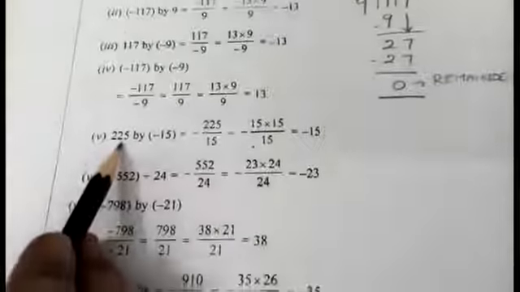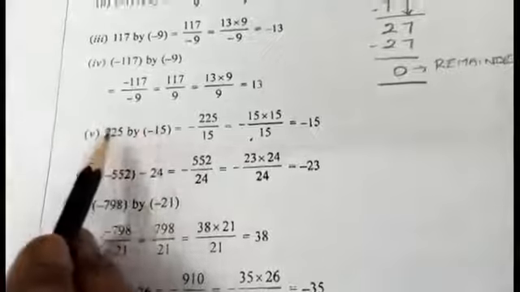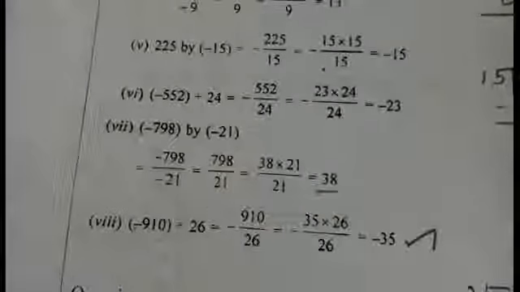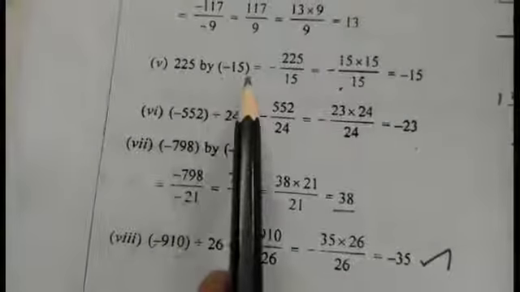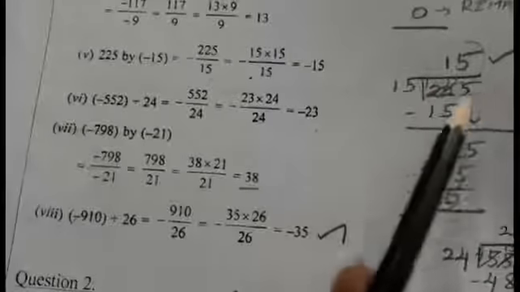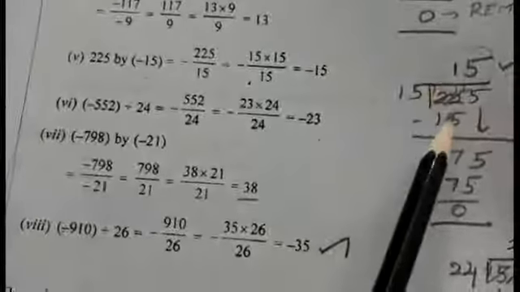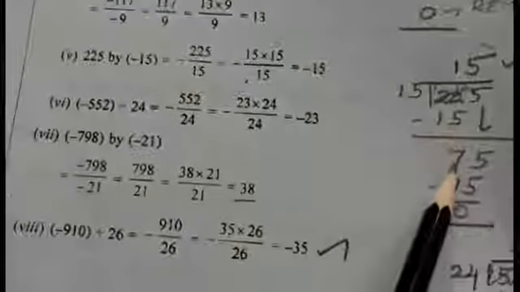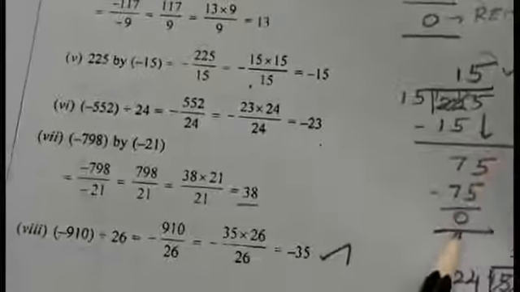Coming to 225 by 15. Now I am going to leave out this sign, I am going to take only this number. 225 by 15 we are going to divide here. If you divide, you can do it by normal division. 15 into 1, you will get the value as 15. 22 minus 15 you will get the value as 7. Bring this 5 down. 15 into 5 is 75, that is 0.